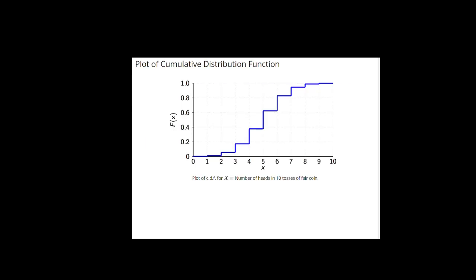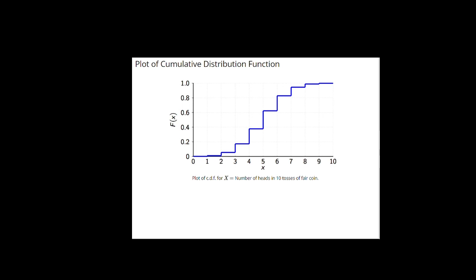It's probably easier to visualize a cumulative distribution function if we produce a plot of it. And for this random variable, it's a step function. This plot is that of the number of heads in 10 tosses of a coin, and so the possible values are 0, 1, 2, 3, up to 10. At each of those values, the cumulative distribution function takes a jump. We can refer to this as a step function with unequal-sized steps.